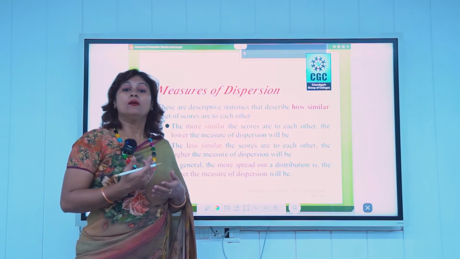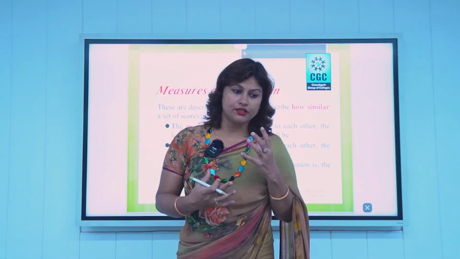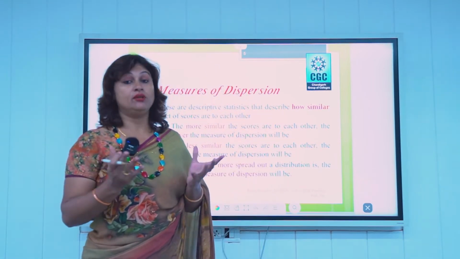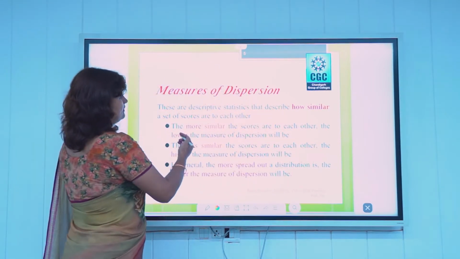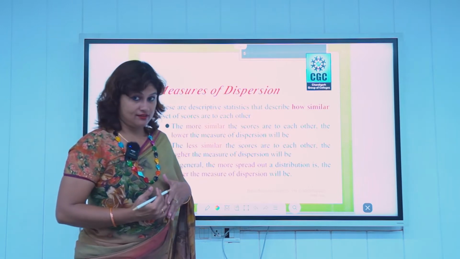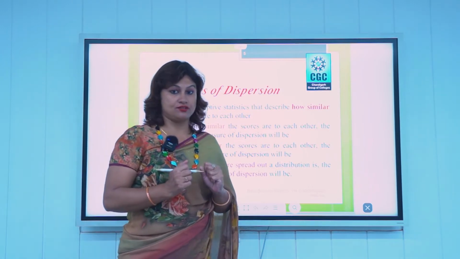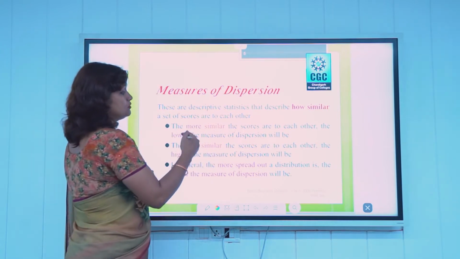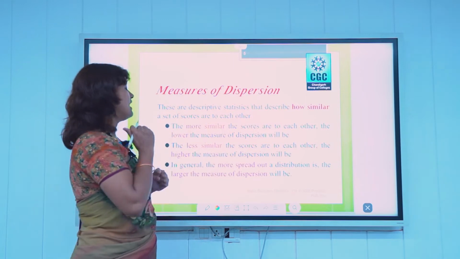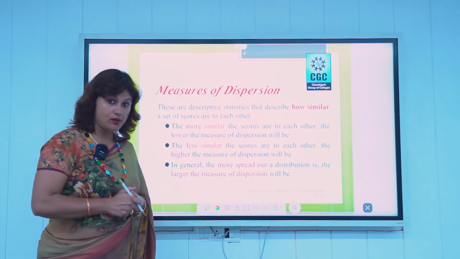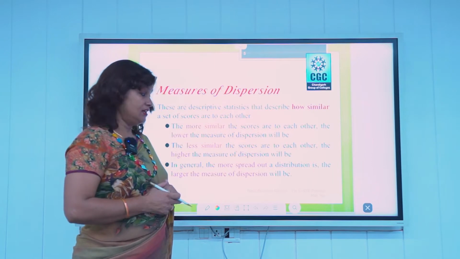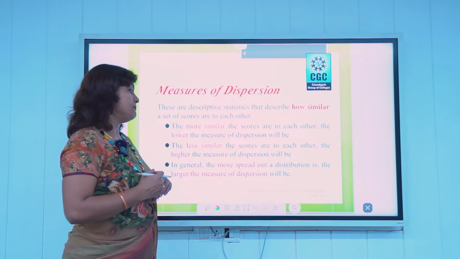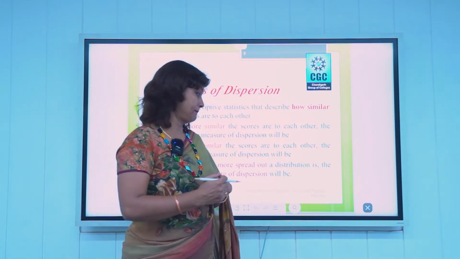Measure of dispersion, if we talk about it theoretically, the more the similarity between the data set, the lower the measure of dispersion would be. It has an opposite connection. Again, if the scores are less similar to each other, then the higher the measure of dispersion will be. In general, the more spread out a distribution is, the larger the measure of dispersion will be.